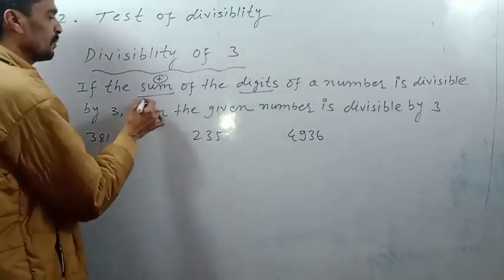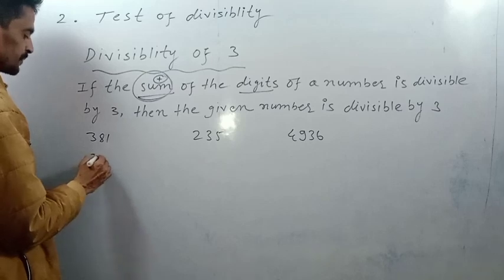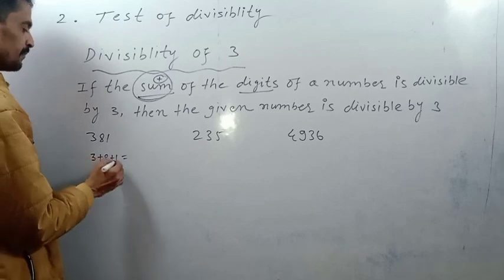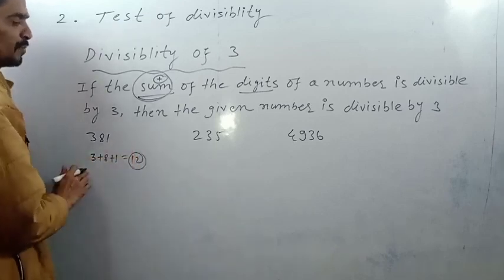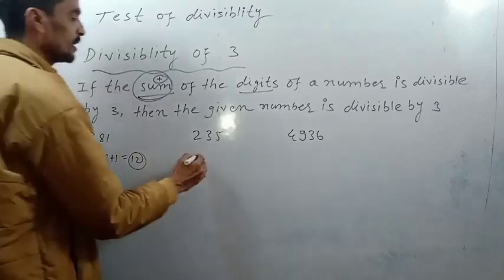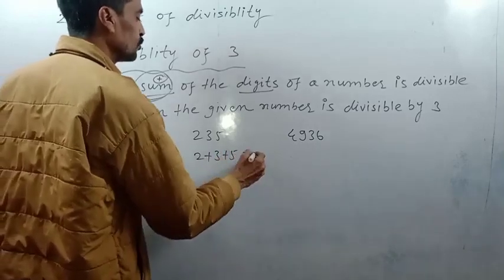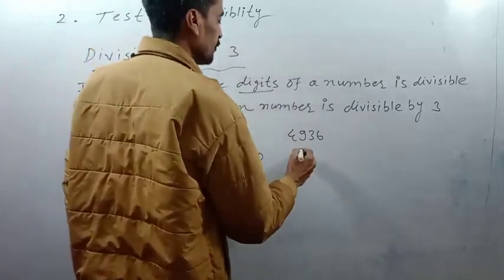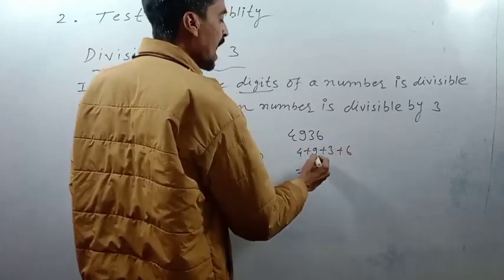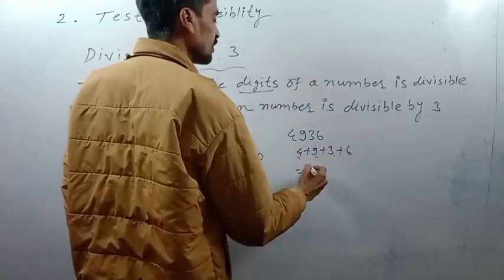What do we need to do first of all? We need to find the sum of the digits of the given number. So what will happen here? You see 3, 8 and 1. So 8 and 3 is 11, and 1 is 12. So it is the sum of the digits of the given number. Here we do 2 plus 3 plus 5: 5, 3 is 8, and 2 is 10. Here you do the sum 4 plus 9 plus 3 plus 6: 9, 3 is 12, 4 is 13, and 3 is 16, and 6 is 22.